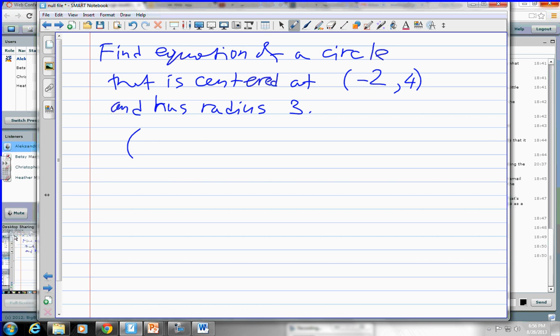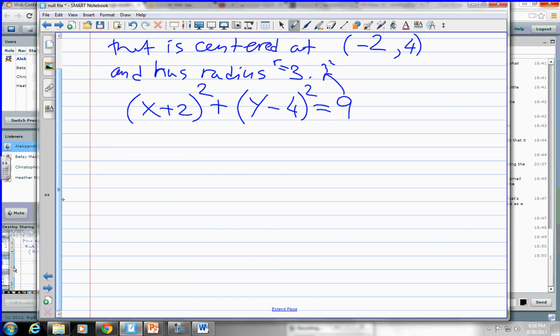In parentheses x plus 2 squared, plus y minus 4 squared equals 9. Equals 9, right? R equals 3. So remember how we put r squared there, so it's 3 squared. Is that okay? Any questions? Have you done that before? You've done circles before. But, you know, they'll come back, hopefully.